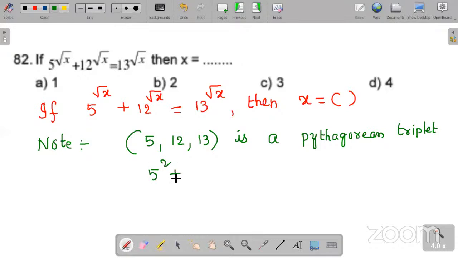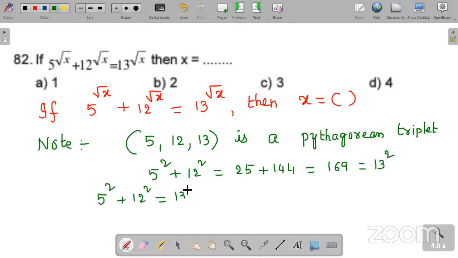5 square plus 12 square. You can check. 5 square is 25, 12 square is 144. 144 plus 25 is 169. My dear students, 169, that is 13 square. That means now we can write 5 square plus 12 square is equal to 13 square.